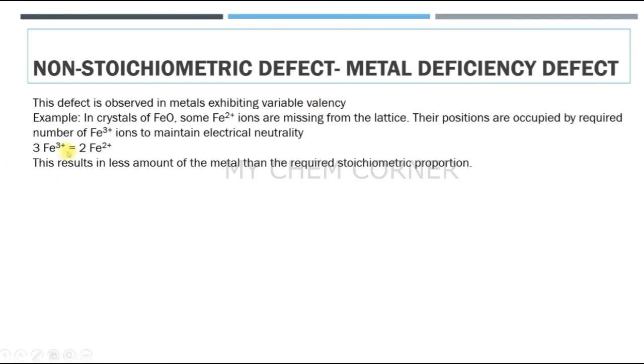So there you have metal deficiency defect observed. Some of the sites of Fe2+ are occupied by Fe3+, which is of a higher valency. Generally when this happens, you will have a lesser number of ions. So these are a few defects that you see when you study a crystal in detail. Depending on what type of crystal you take, you will find these defects in it.